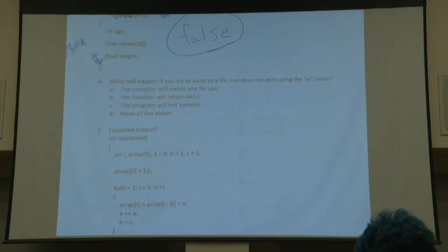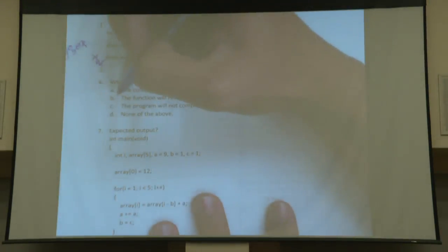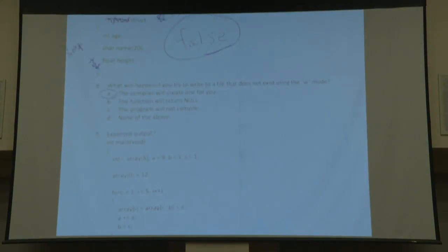What if you try to write to one that already exists? There's just extra information. It's not the question. Does anybody know? So what'll happen is it'll actually just overwrite whatever is already there. Okay, that's fine. So yeah, we have A there.